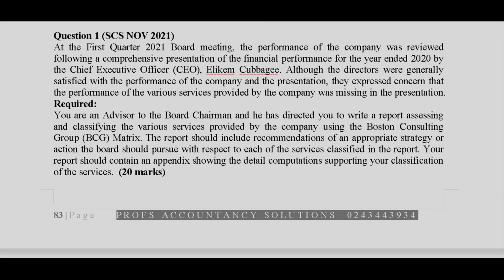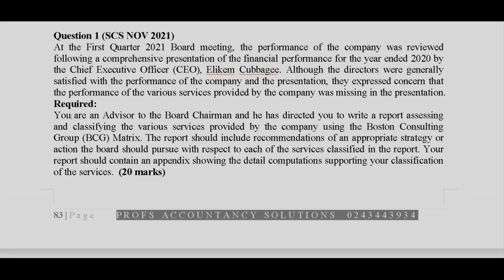Now, question 1 says that at the first quarter 2021 board meeting, the performance of the company was reviewed following a comprehensive presentation of the financial performance for the year ended 2020 by the CEO, Elikem Ubaji. Now, although the directors were generally satisfied with the performance of the company and the presentation, they expressed concern that the performance of the various services provided by the company was missing in the presentation.